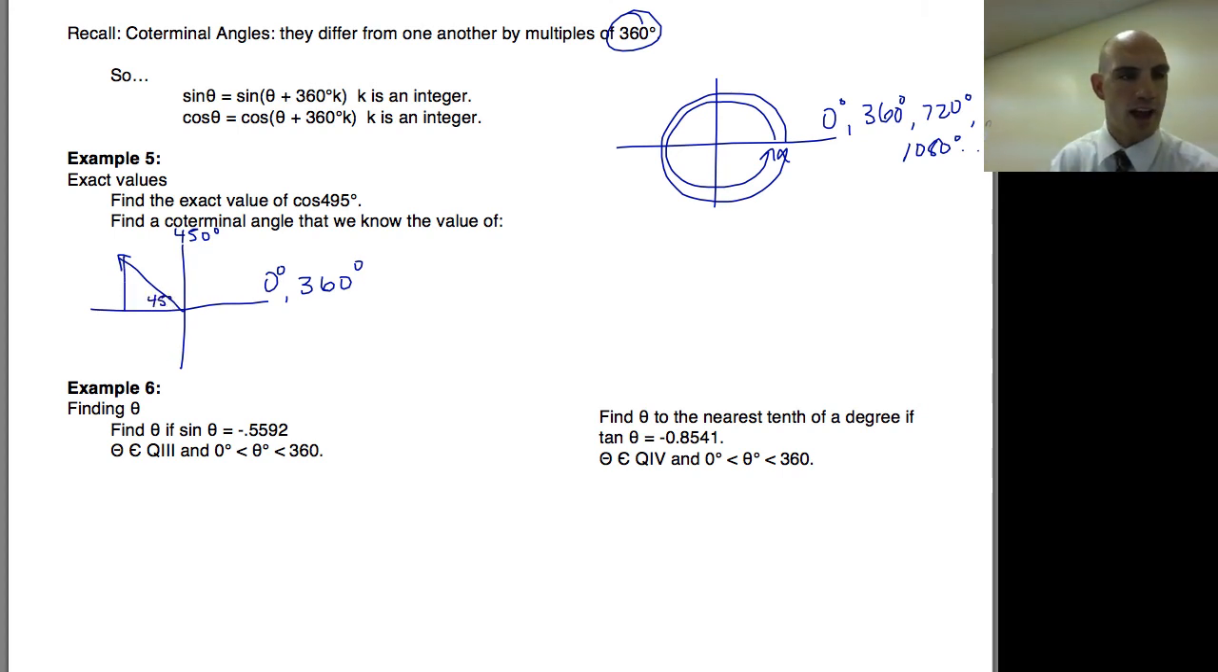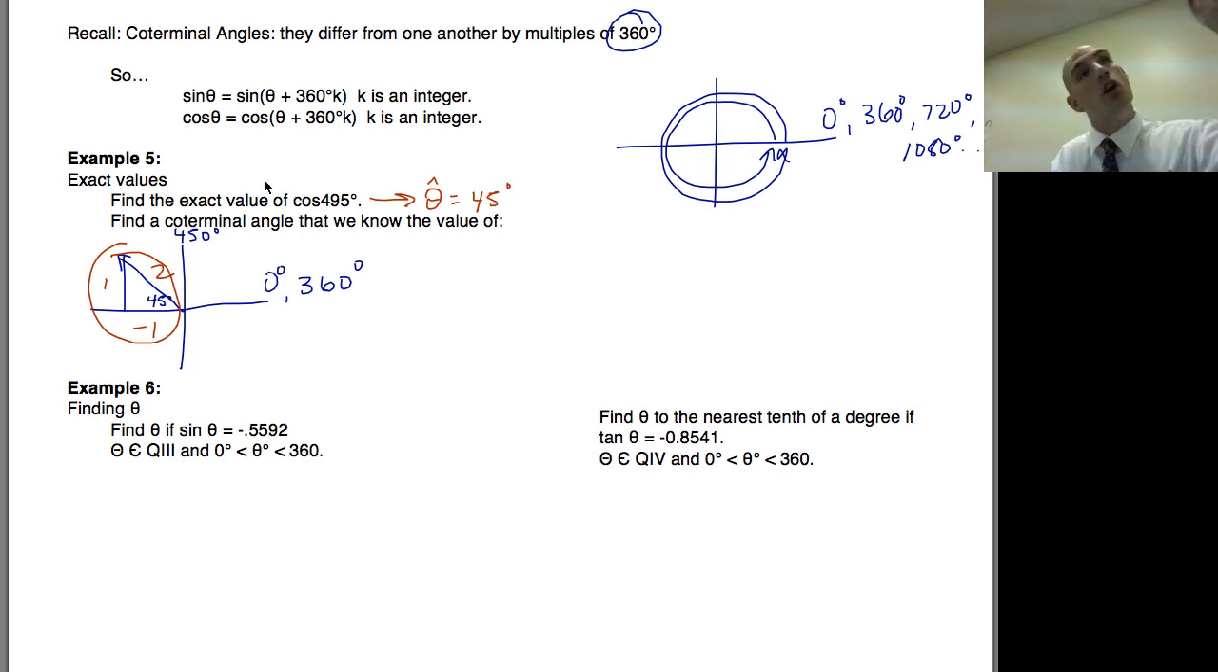So my reference angle is one of those regular ones that's like this. This is 1. This is negative 1. This is 2. So my reference triangle is all the way around 360, 450, 495. And so this is my reference triangle. And so my theta hat is really equal to 45 degrees. And so it doesn't really matter what that angle is because coterminal angles keep going and going and going.